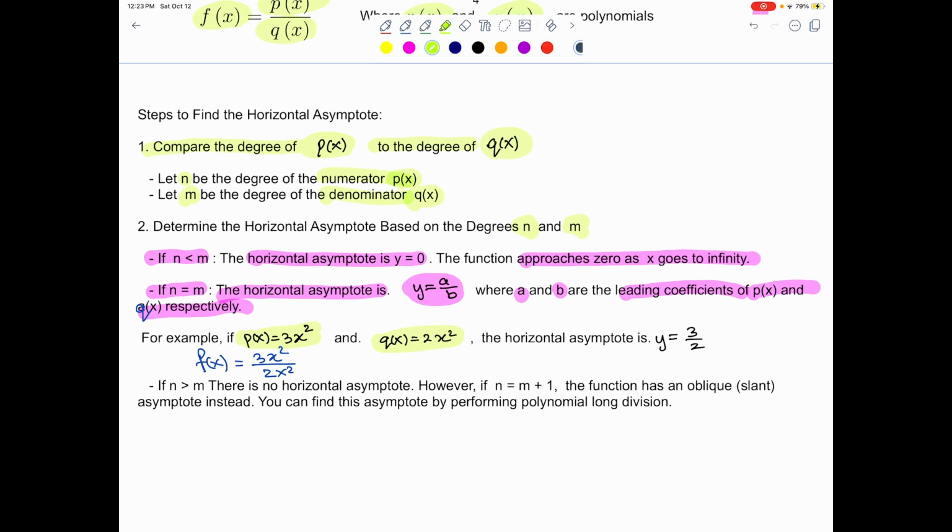Last but not least, if n is greater than m, or in other words, the degree of the numerator is bigger than the degree of the denominator, then in this case we say there is no horizontal asymptote. However, if n is equal to m plus 1, in other words, if the degree of the numerator is 1 bigger than the degree of the denominator, then the function has an oblique or slant asymptote instead. And we can find that asymptote by performing polynomial long division. But in our course, we're not going to get into finding the oblique asymptote, so that is not a requirement.